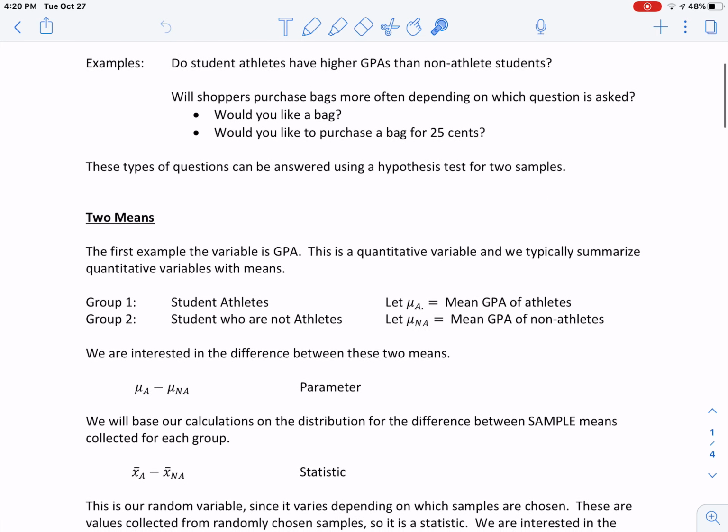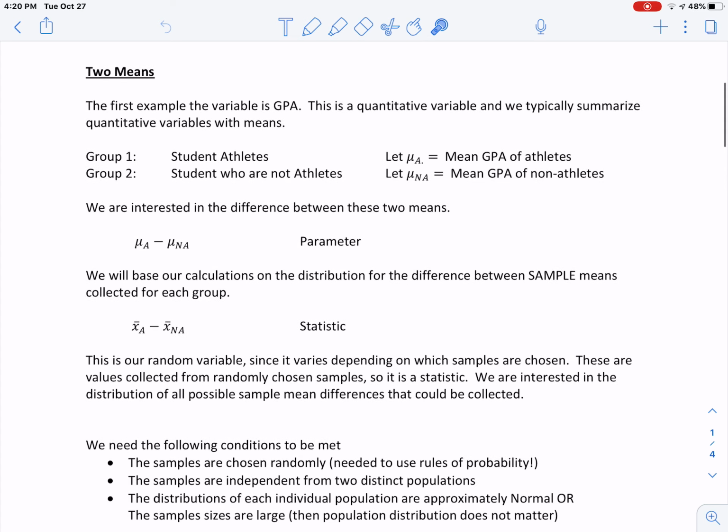So the first example about GPAs, the variable here is a GPA. Now this is a quantitative variable, and we're going to summarize quantitative variables with means. So this is why we're going to be using mu. And we have two groups, so we have to distinguish them. Sometimes we're going to do them by numbering, group 1, group 2. In this case, for my example, I have students that are athletes and students who are not athletes. So rather than 1 and 2, I'll just use A for athletes and NA for non-athletes.